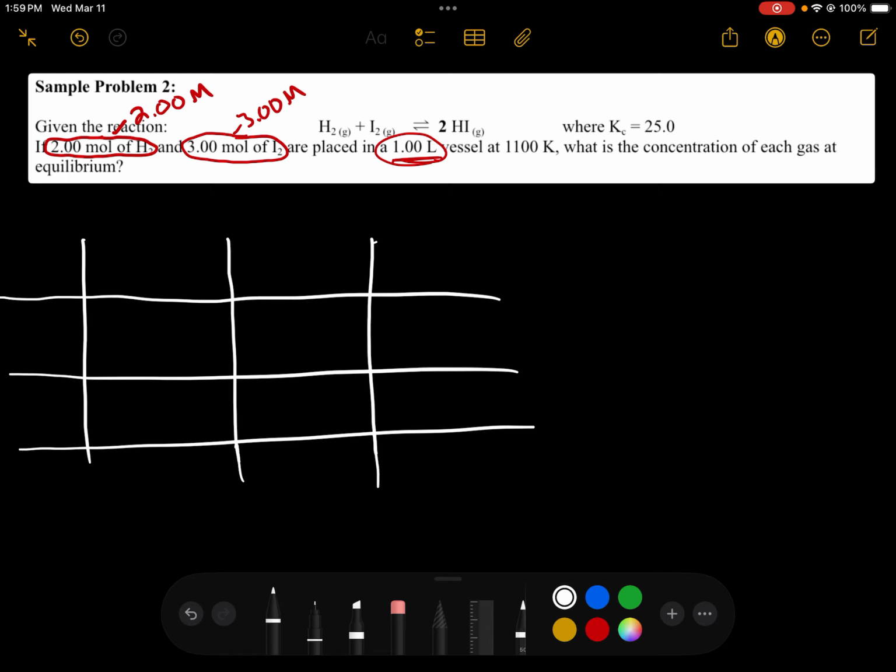Okay, so our initial concentrations are going to go in this top row, just like everything else. We have H2, we have I2, and we have HI. None of the components of this reaction are either a solid or a liquid, so we're not leaving anything out of this ICE table. So we start out with 2 molar H2. We start out with 3 molar I2. And we do not start out with any product yet because, again, we're placing reactants into a vessel.